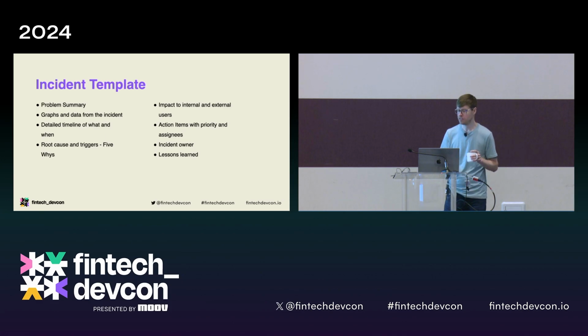Lastly, an incident owner, someone that's going to make sure those priorities do get done and get talked about. And then a lessons learned section. Like, what did we learn about the system? Maybe we learned about a new library issue.